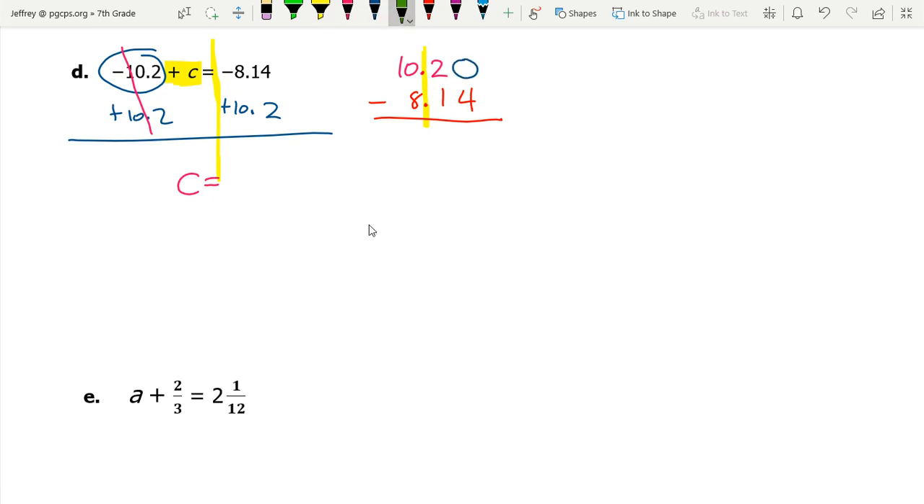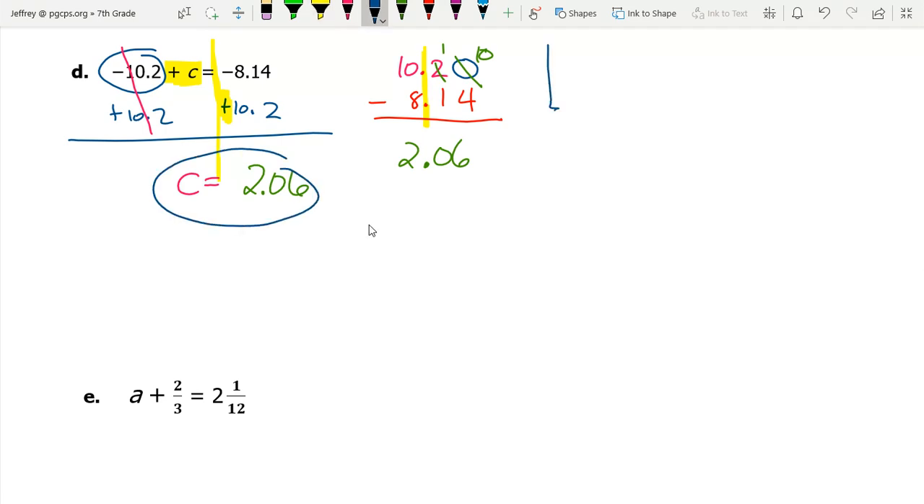So let's solve. Can you take away 4 from 0? Nope. So 0 becomes a 10, 2 becomes a 1. 10 minus 4 is 6. 1 minus 1 is 0, the decimal point. 10 minus 8, that's going to be 2. So the answer is 2.06. Is the answer positive or negative? It's going to be positive because 10.2 has a bigger magnitude than 8.14. So the answer is a positive 2.06. Now let's check.